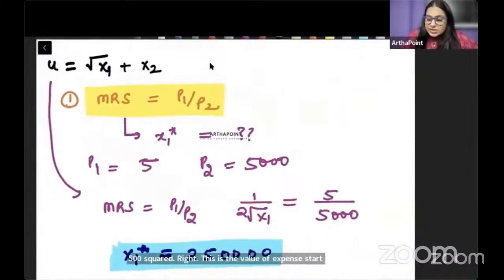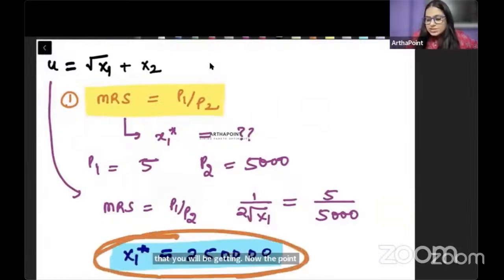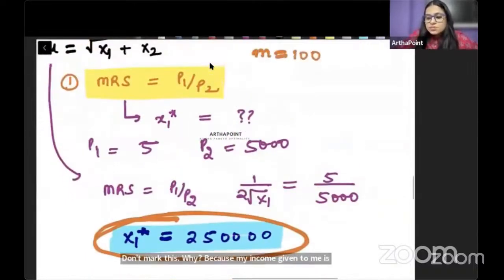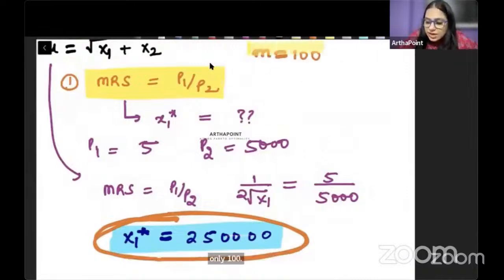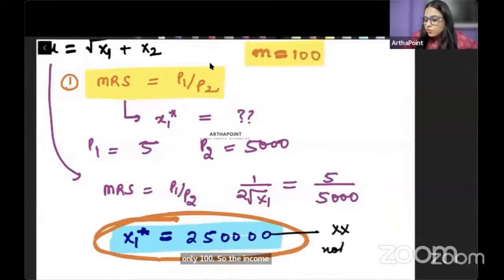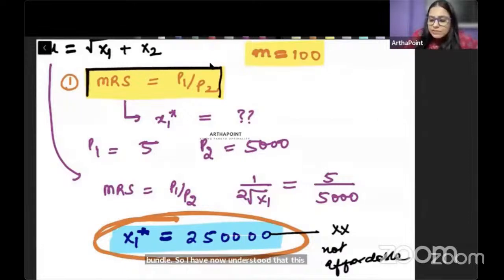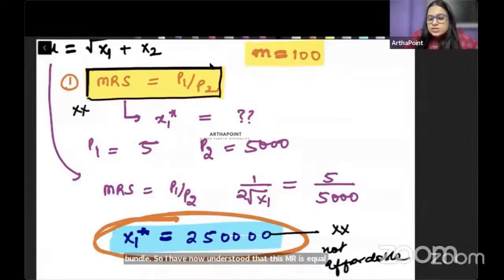Now the point is, this will be one of the options given to you in the exam. Don't mark this. Why? Because my income is only 100 rupees. If income is 100, I cannot afford this bundle. This is a non-affordable bundle. So I have now understood that the MRS equal to P1 by P2 condition will not work in this case.